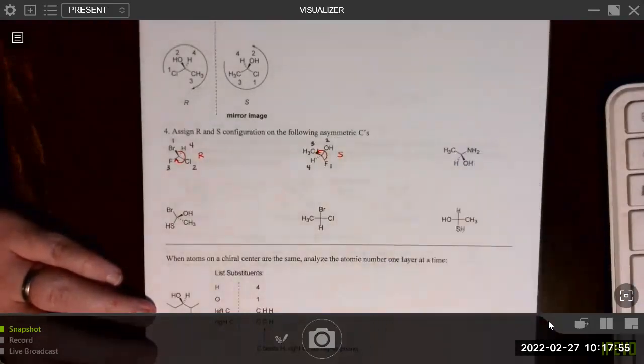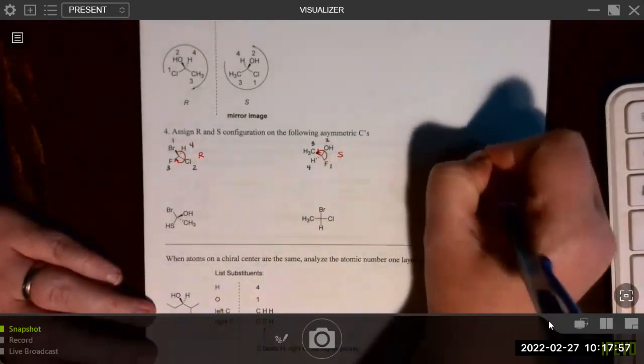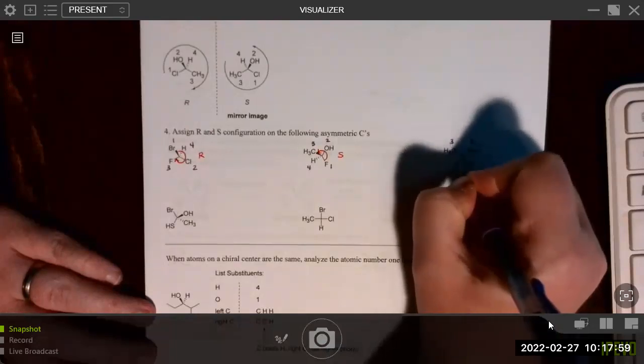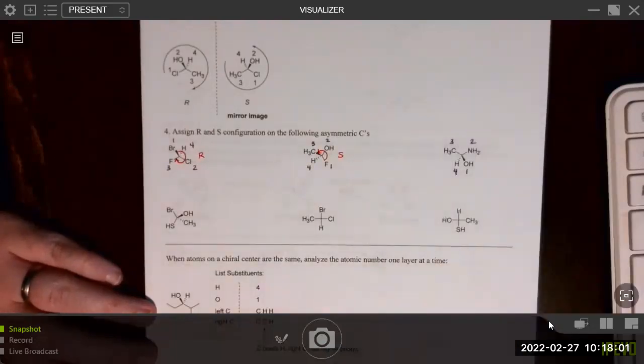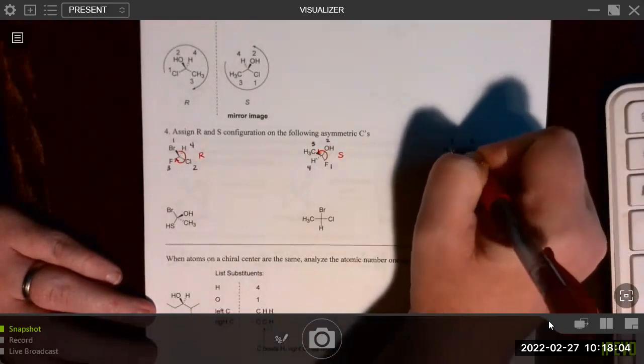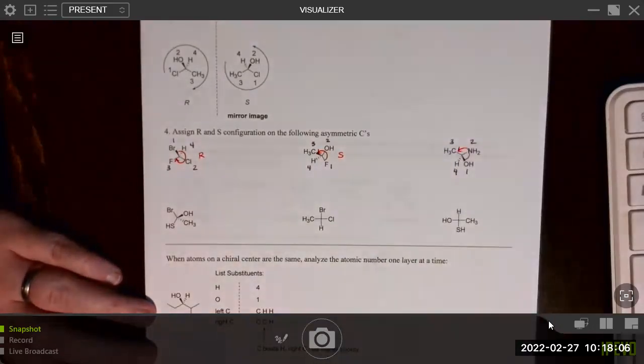Let's do priorities over here. We have oxygen, nitrogen, then carbon, then hydrogen. With the 4th priority back, again, I can do 1 to 2 to 3. That's a counterclockwise rotation and S.